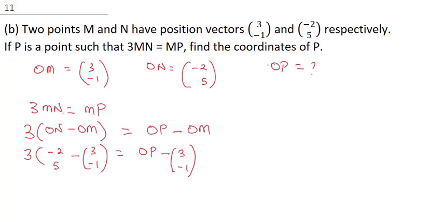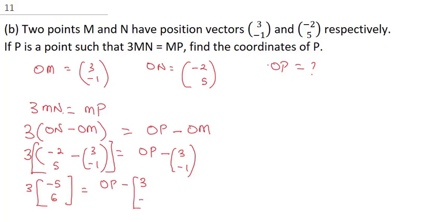Okay, so in order to do this more, we call this all in brackets so you don't get confused. This will be 3 into, when you do minus 2 minus 3, you are going to get minus 5. Then here you're going to do 5 minus minus 1. That's going to give you what? 6. So this is going to be equal to 3 OP minus 3, and this will be minus 1.